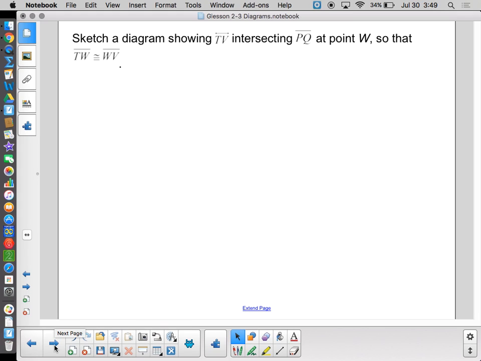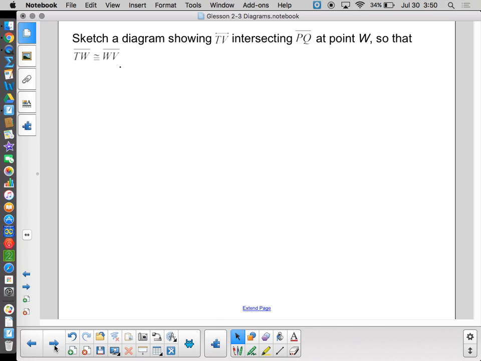Now let's get into diagrams. That's really the more important part of this section. Diagrams are very important to us in geometry because we're always drawing pictures. And so one of the things we have to become good at is drawing diagrams based on a description.